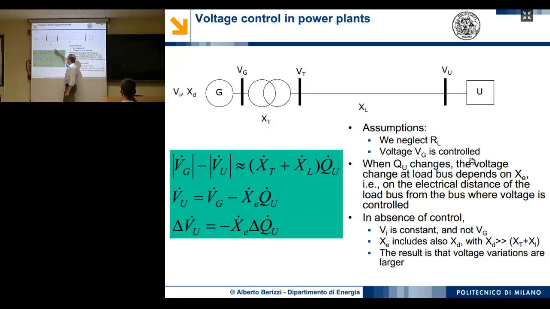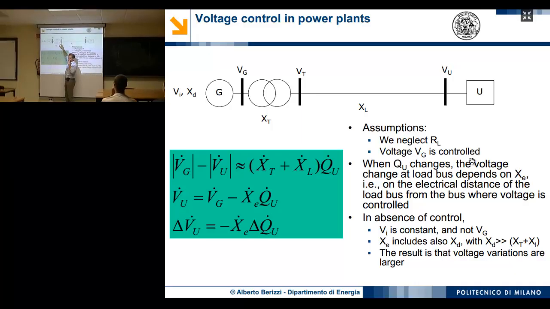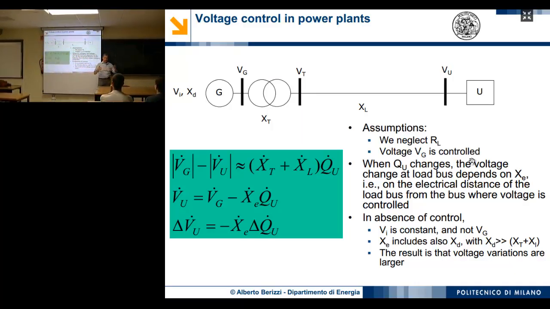On the other side, let's assume I have the full control of this voltage. This happens. You may have a very large power plant, and in some cases you are able to control the voltage at the high voltage bus bar of the power plant, the 400 kV bus bar. So in this case, which is the opposite of the previous case, XE is only equal to XL, so it's very small. This means that the voltage VU will be less affected by any change in the reactive power. Okay? So the ideal case is to try to control the voltage as close as possible to the load, if we are able to do it.